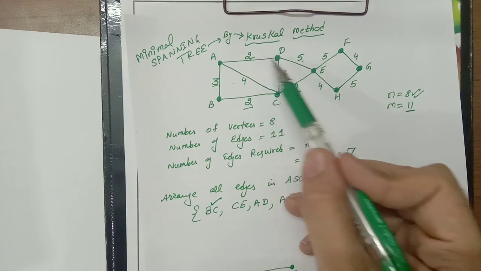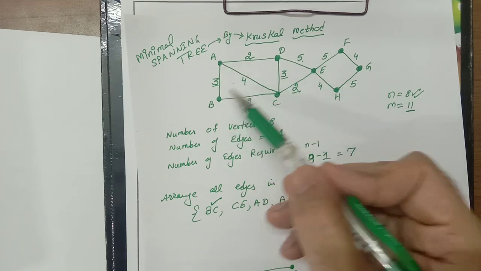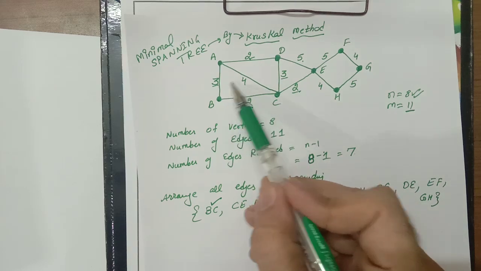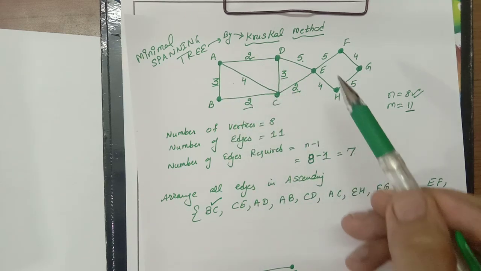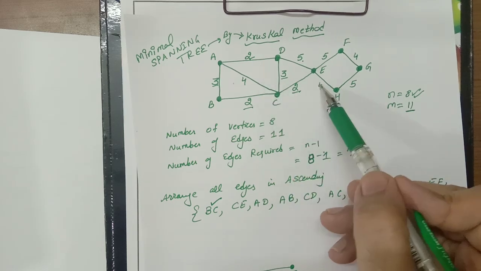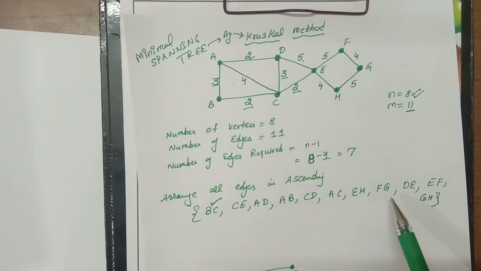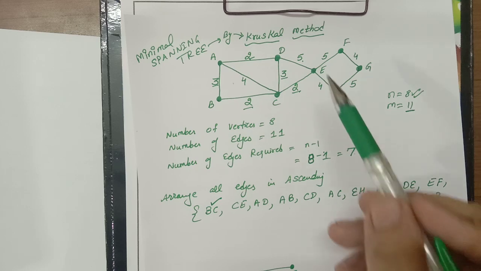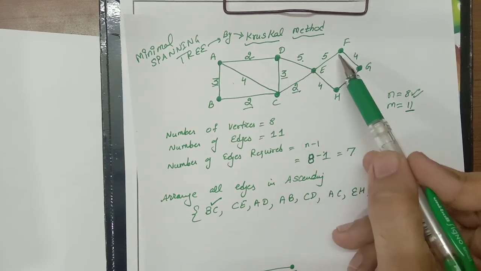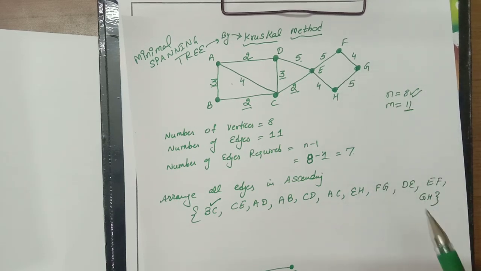Then after 2, next weight is 3. 3 is AB and CD. So I have written AB and CD. 3 and 3. Now after 3, next edge is 4. 4 is again at 3 places, 1, 2 and 3. So I have written edges corresponding to weight 4. And last, there are edges with weight 5 that are DE, EF and GH. So I have written DE, EF and GH. So I have maintained the list of edges in ascending order.